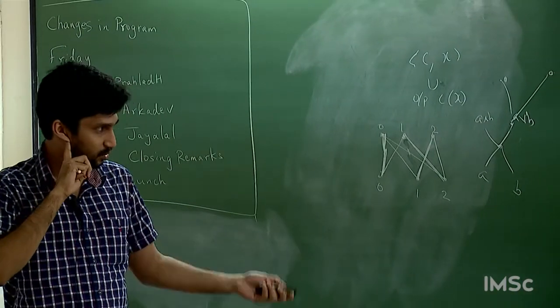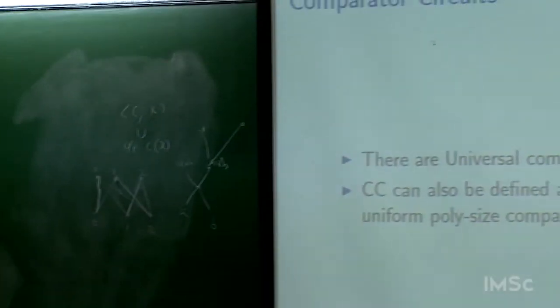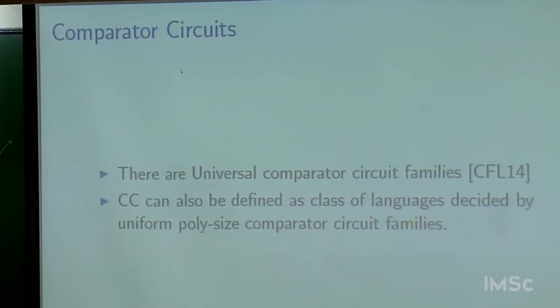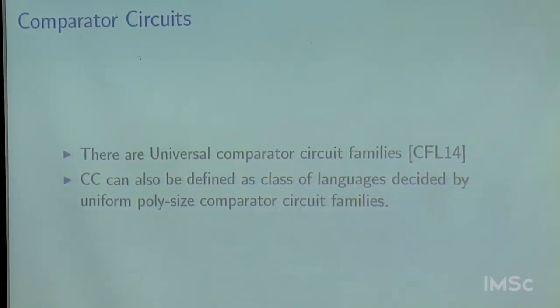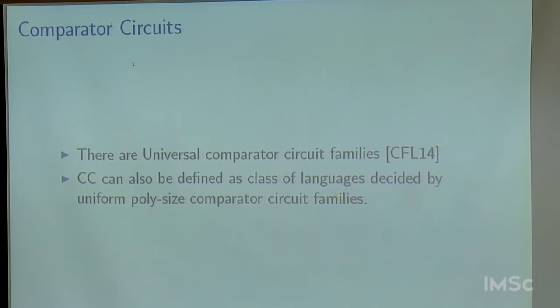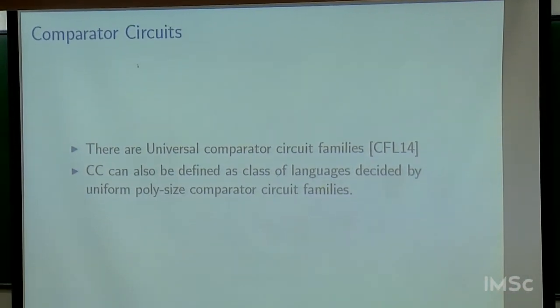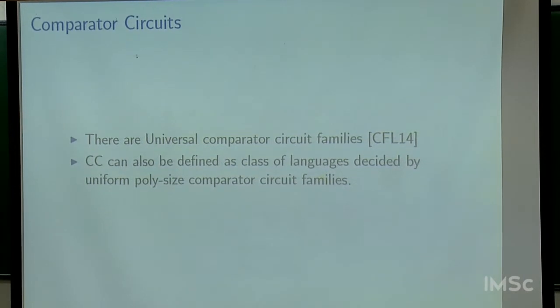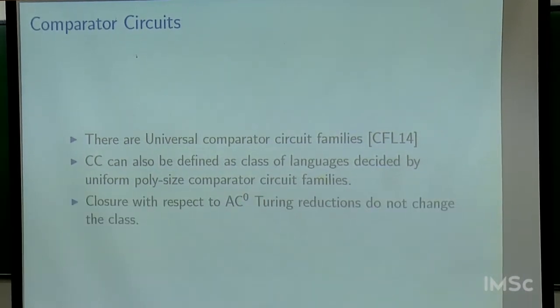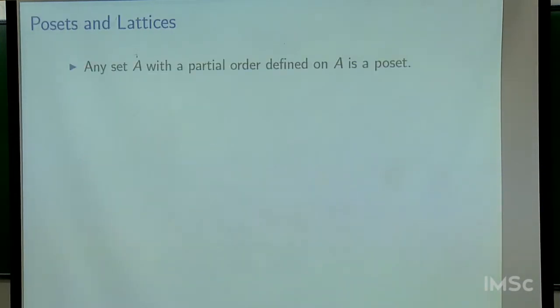This means that CC can also be defined as the class of languages that can be decided by uniform polysize comparator circuit families. So it's a computational model. They also show that closure with respect to AC0 Turing reductions does not change the class. So it's kind of a nice complexity class.